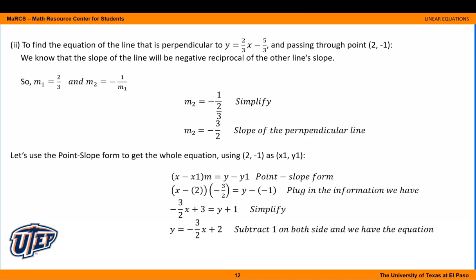Now let's find the perpendicular line. The original slope is 2/3, so the perpendicular slope is the negative reciprocal. That'll mean it'll be -3/2. Now plug it into the point-slope form, and that'll give us y + 1 = -(3/2)(x - 2). After simplifying, we would get y = -(3/2)x + 2.